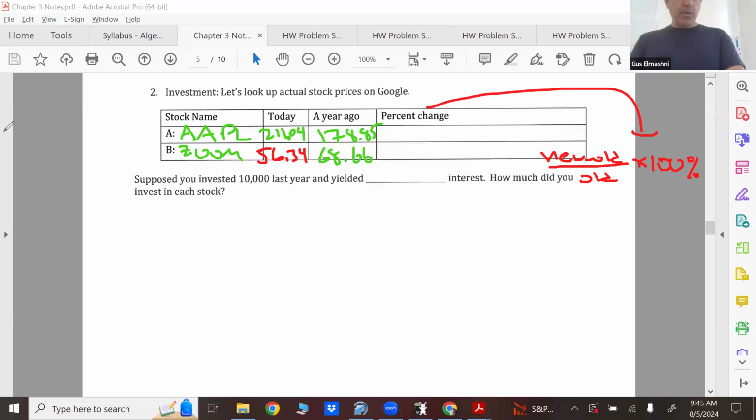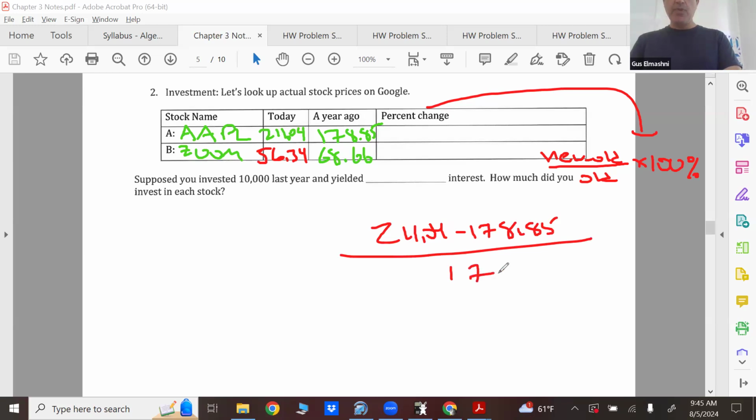So for Google, how's Google been doing? So Apple, my bad. Google, called Alphabet, I should know that. Facebook's Meta, so forth. So you want to know how it changes from the old price? Let's see here, 211.04 minus 178.85 divided by 178.85. Should be about 8. Oh, it actually comes pretty close. It's about 18%.